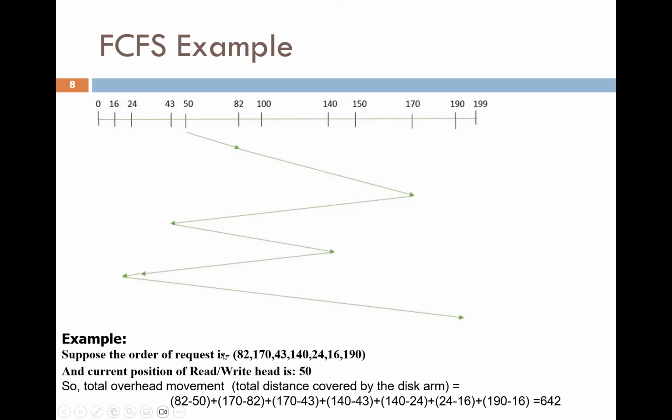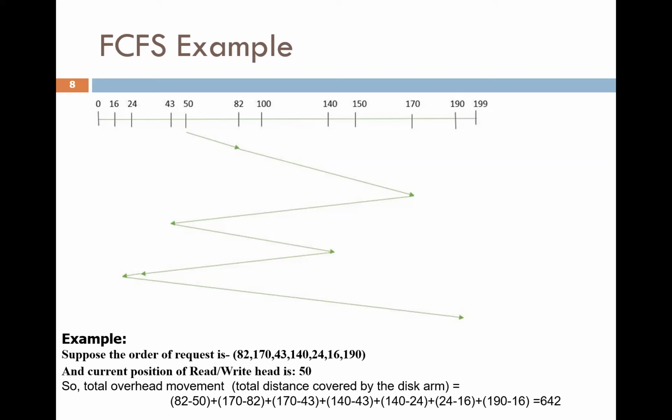For this example, the total head movement, or total distance covered by the disk arm, we can calculate like this. You can see here the first request, 82, minus the initial head position 50, plus the second request minus the head position. In this way we need to calculate, and after calculating we get the total distance covered by the disk arm, which is 642. That is too much.